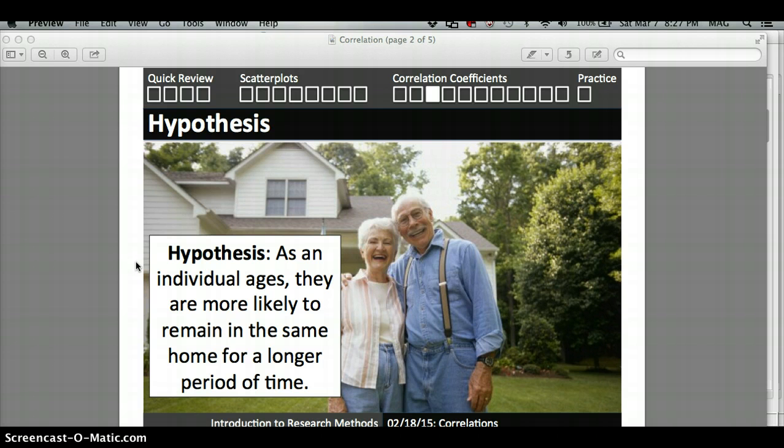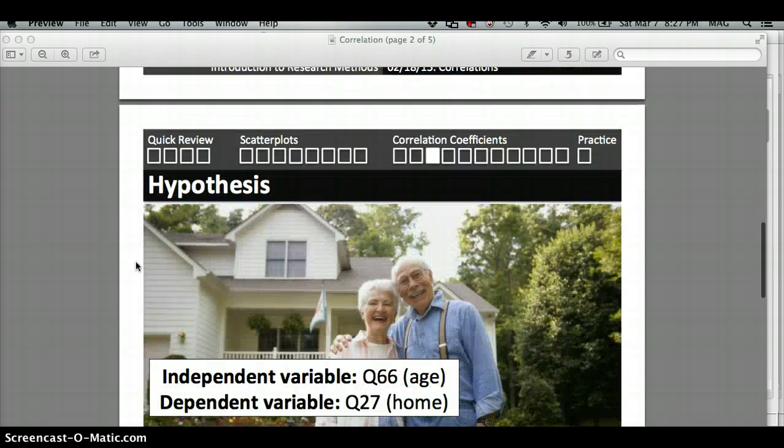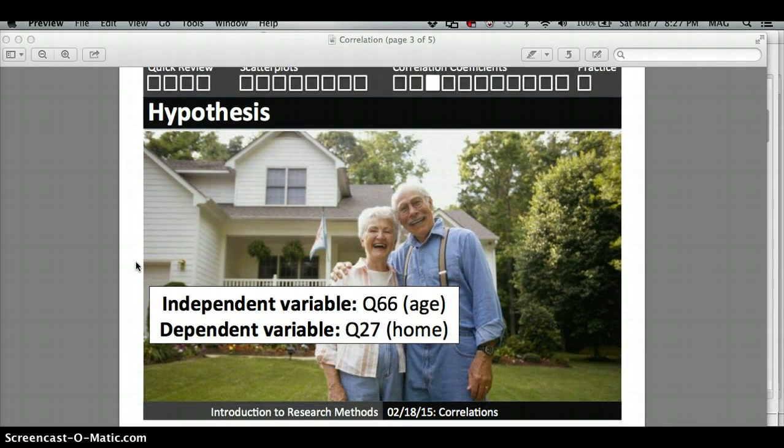In using the data set that we're using for this class, we can pull out an independent and dependent variable from this hypothesis. The independent variable is age, or Q66, and the dependent variable in this hypothesis is the number of years you lived in your home, or Q27. Now Q66 and Q27 correspond directly to the Santa Barbara Donor Project database. This is a survey of Santa Barbara residents and those people who've donated to political campaigns.